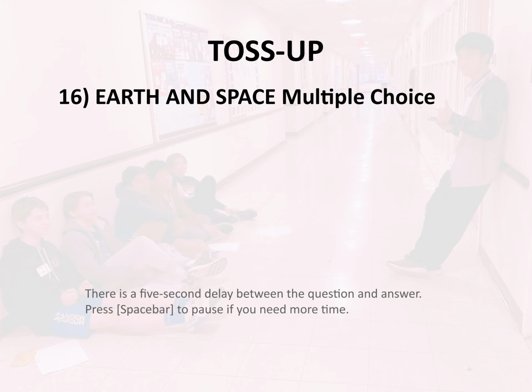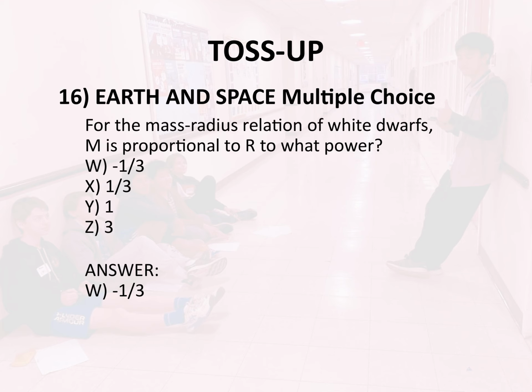Toss-up 16. Earth and space. Multiple choice. For the mass-radius relation of white dwarfs, M is proportional to R to what power? W. -1/3. X. 1/3. Y. 1. Z. 3. Answer: W. -1/3.